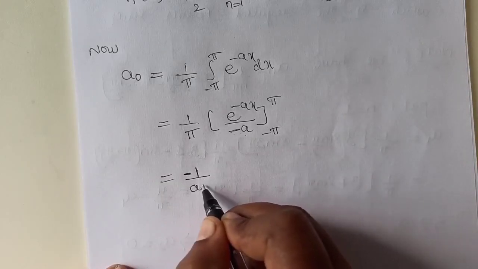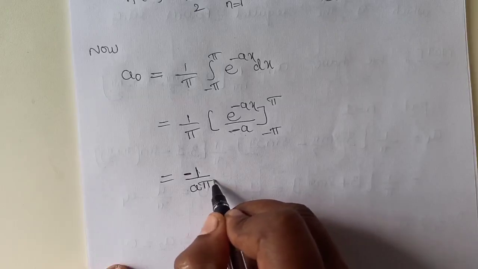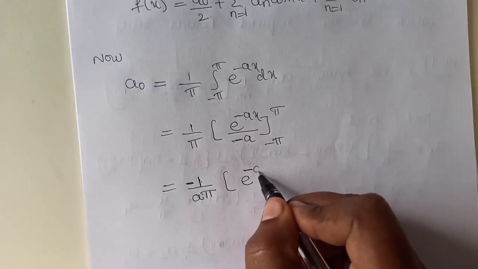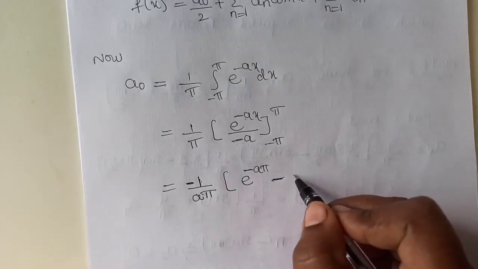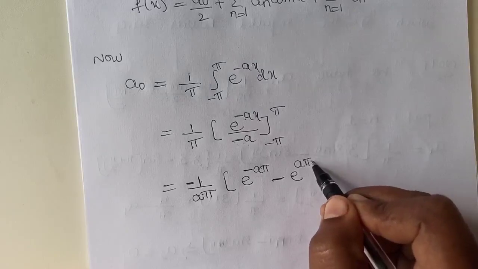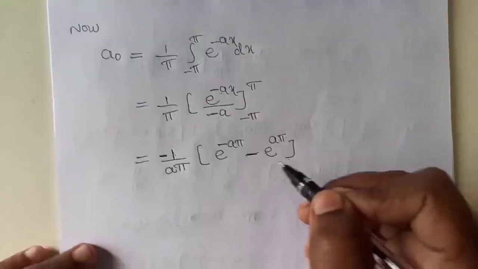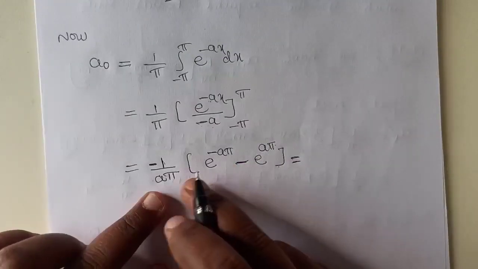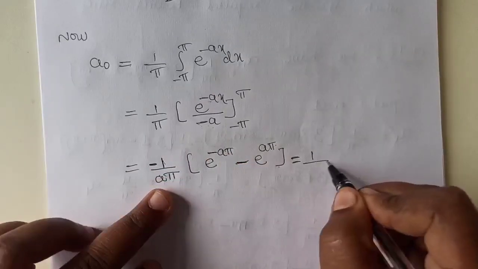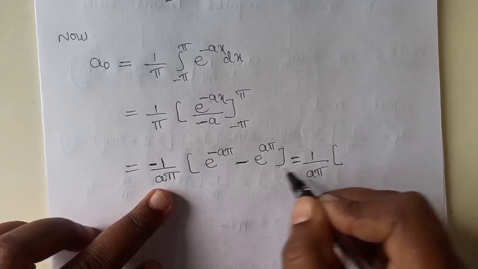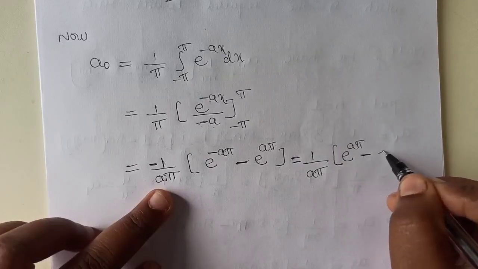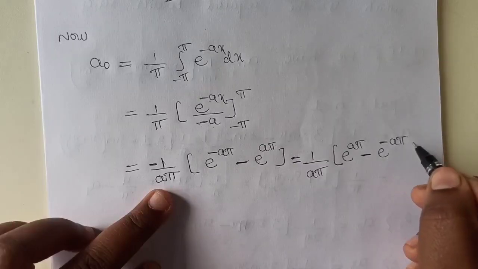Now evaluating limits, here −a can be taken outside because it is constant, so we get −1/(aπ). Substituting limits, we get e^(−aπ) − e^(aπ), since minus into minus gives plus aπ. This can be further written, with the minus multiplied in, as 1/(aπ) times (e^(aπ) − e^(−aπ)).